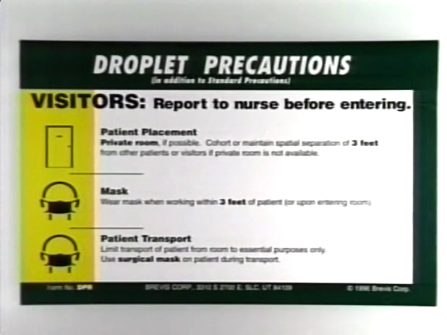When a resident is diagnosed with a droplet transmitted illness, for example pneumonia, you will use standard precautions and droplet precautions. These droplet precautions include a sign on the door that visitors must report to the nurse before entering the room. The patient should be placed in a private room if possible. Cohort or maintain spatial separations of 3 feet from other patients or visitors if a private room is not available.